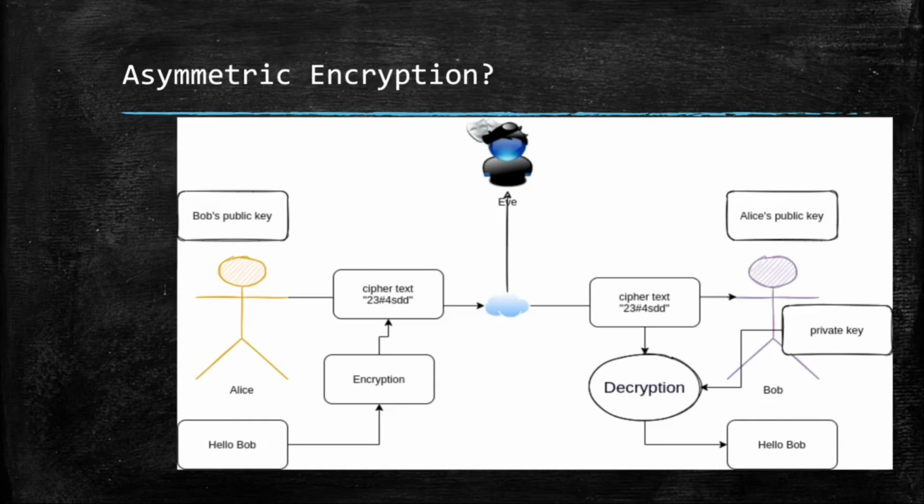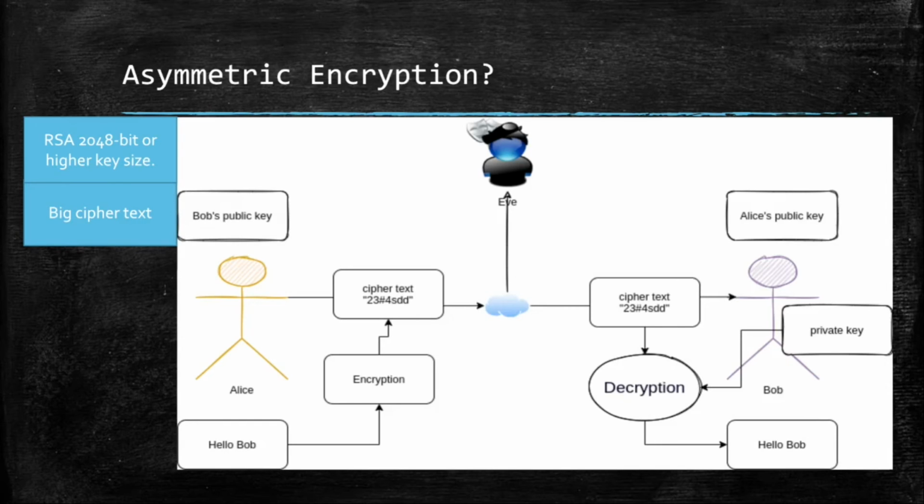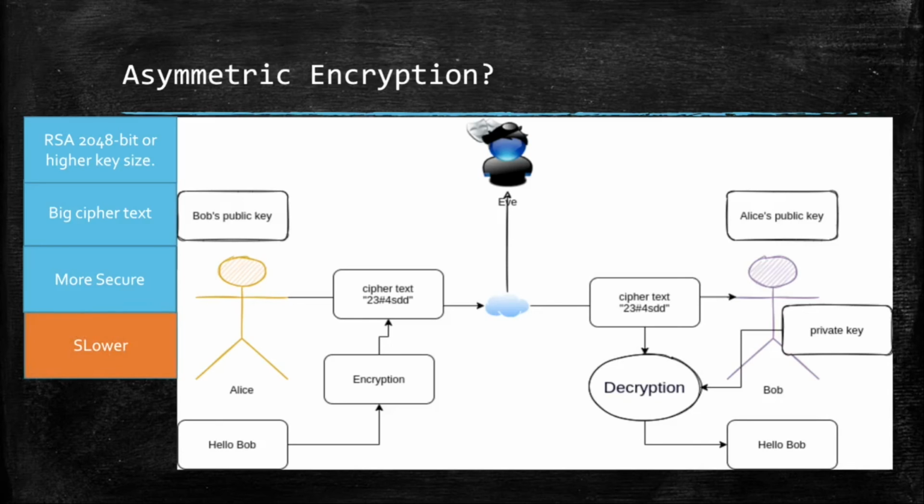The advantages of this encryption: the key here is very big. In RSA, it's 2048 bits or higher, which leads to a big ciphertext. The encrypted message here will be big, which makes it hard to hack or decrypt without the private key. It's more secure, but it's slower than symmetric encryption, and it also consumes more resources than symmetric encryption.